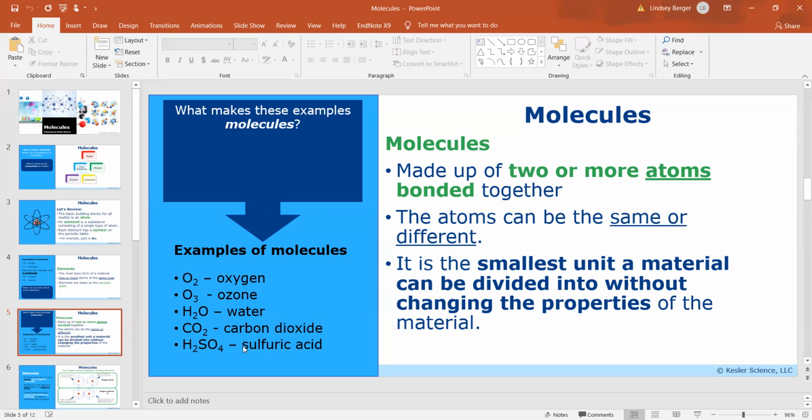And then here is an example for sulfuric acid. You can see we got three different types here. We've got two hydrogens, one sulfur, and four oxygens. So depending on the type of bonds and the atoms involved, there are limits to how many things can be added. But in this case, there are four oxygens on top of this sulfur here.